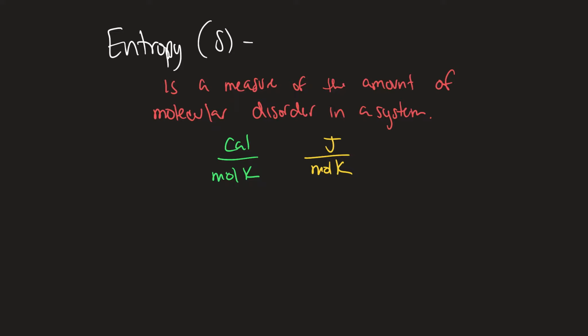Now there are essentially two ways that you can affect the entropy of a particular substance: the state of matter, and the number of moles in the system. What do I mean by that? Let's first look at the state of matter and how entropy can be affected.